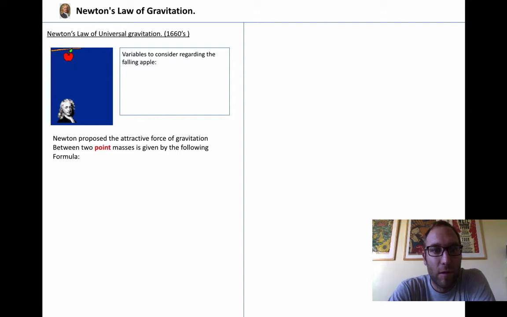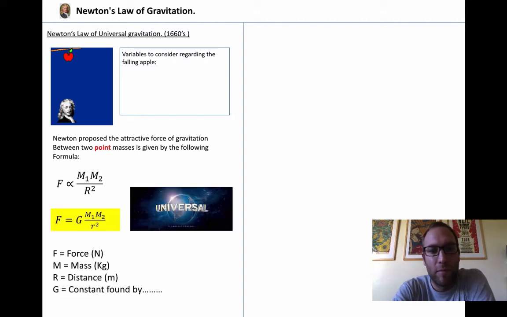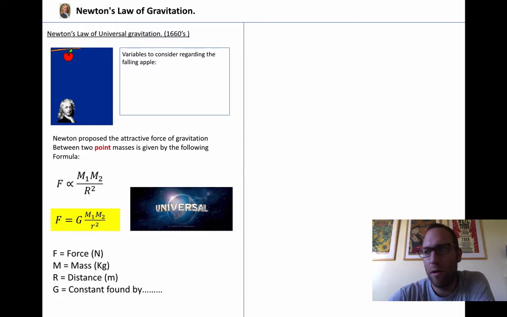Alright, so Newton proposed the attractive force of gravitation between two point masses. Note the word point highlighted. Examiners want you to say that, so say it. And he came up with this formula that the force between two objects is directly proportional to the product of the masses of the two objects and inversely proportional to the squared distance between them. And this is universal, all right? Meaning that any two objects in the universe, even Yoda and you right now, have an attractive force between you.